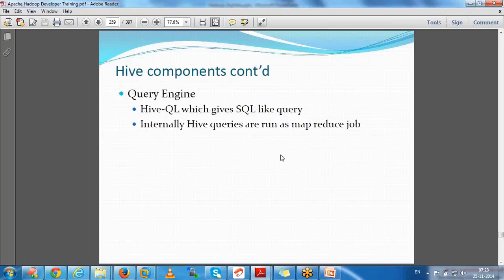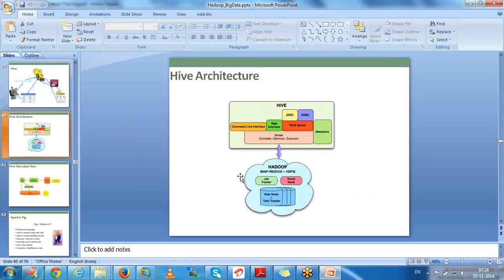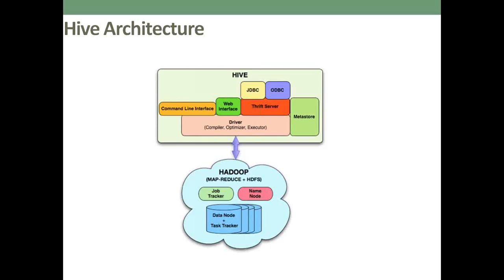Next, the query engine. The Hive query language gives a SQL-like interface. Internally Hive queries are run as a MapReduce job. So this query engine will convert the Hive queries into MapReduce jobs. I will show one diagram for all the components. Besides this component, we have one more component. We will see all the components. What are the components that are there?